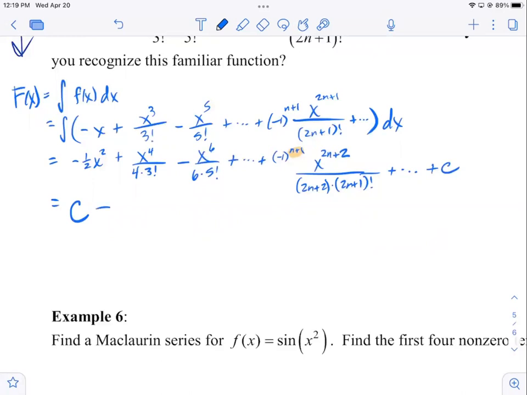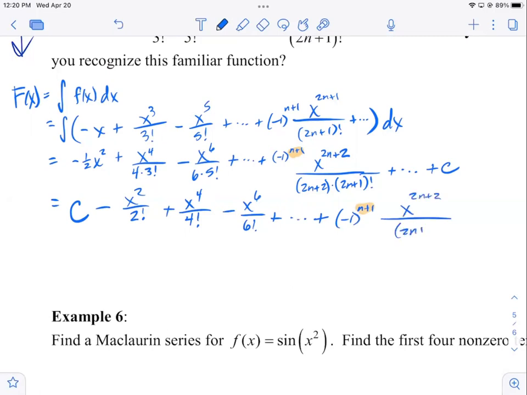Now, if I simplify this, I get minus x squared over 2. But I'm going to look for a pattern here. Isn't 2 the same as 2 factorial? Yeah, it is. Plus, the next term is x to the 4th over, what's 4 times 3 factorial? Isn't that 4 factorial? Yep. And then minus x to the 6th, 6 times 5 factorial, that's 6 factorial, plus dot, dot, dot, plus, and then I got my alternator that I still have to check. I will check it. And then I can simplify this to x to the 2n plus 2 all over, and using the pattern, that should be 2n plus 2 factorial, and then plus dot, dot, dot.